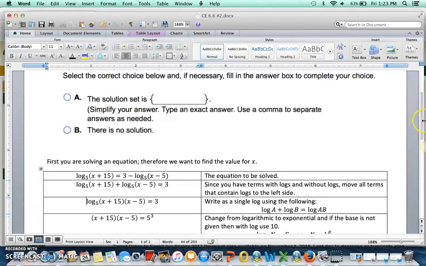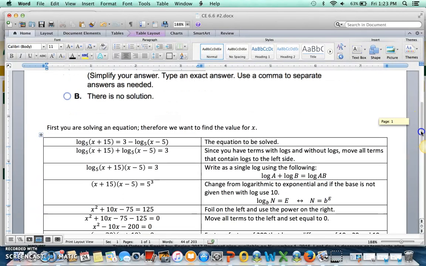The next step is to change it from logarithmic to exponential. The base is 5, the exponent 3, and this whole 2 binomials multiplied together right here represents the argument there. Now, we would clean this up by foiling it. First, outer and inner combine to give you the 10x, and last.